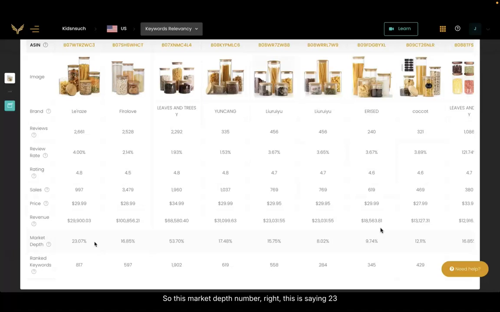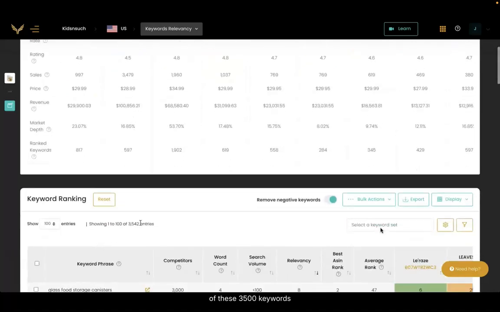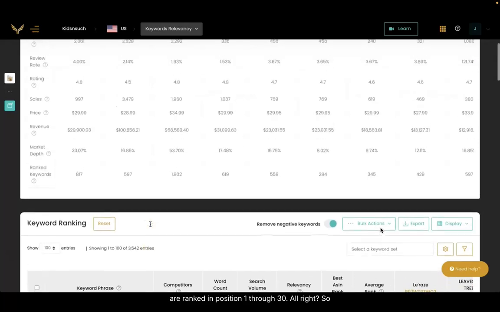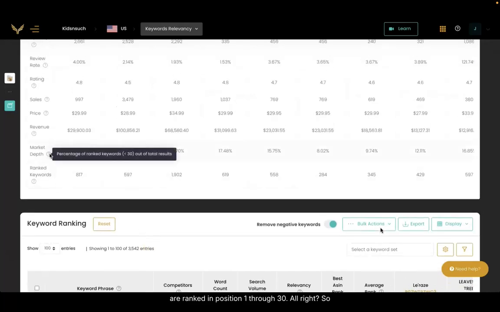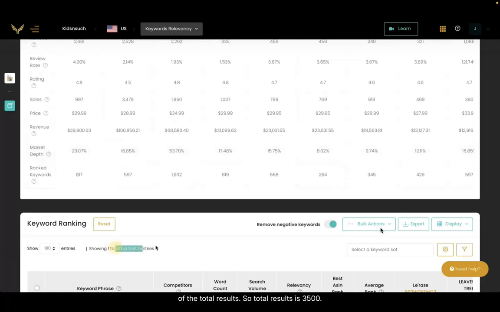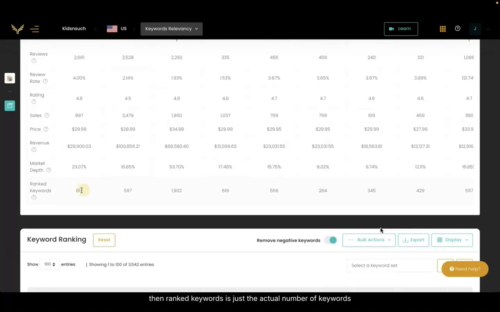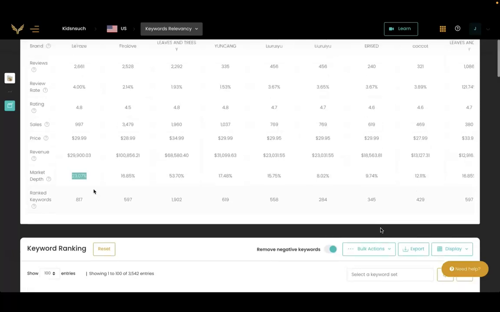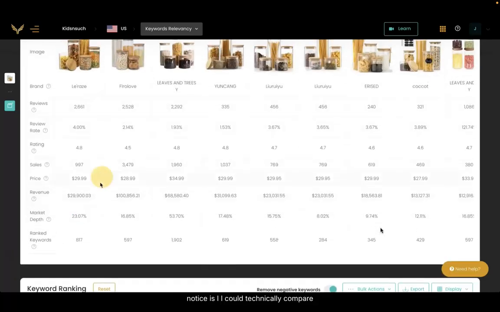So this market depth number, right? This is saying 23% of these 3,500 keywords are ranked in position 1 through 30. So it's the percentage of ranked keywords in position less than 30 out of the total results. Total results is 3,500. If you were to change the number here, then the market depth percentage would also change. And ranked keywords is just the actual number of keywords represented by this 23%. So when I'm looking at this, the first thing I notice is I could technically compare my listing to this one, and I would probably find some good data if I did that.